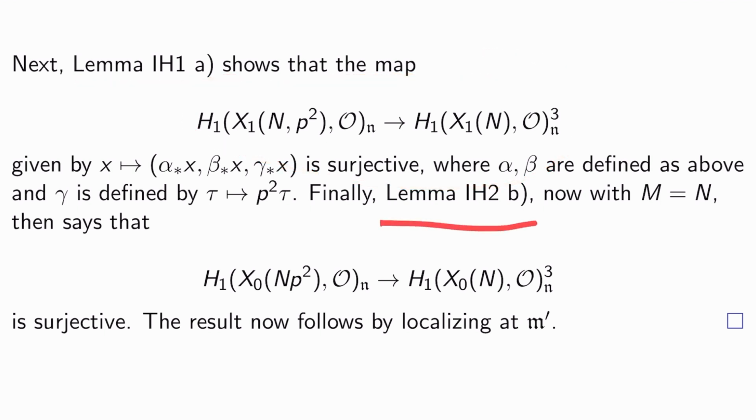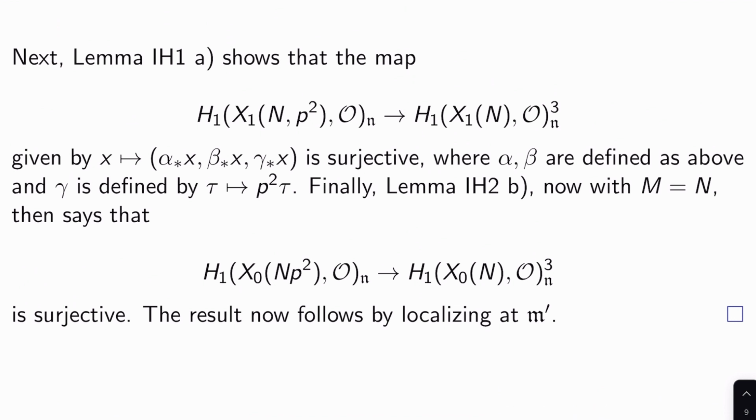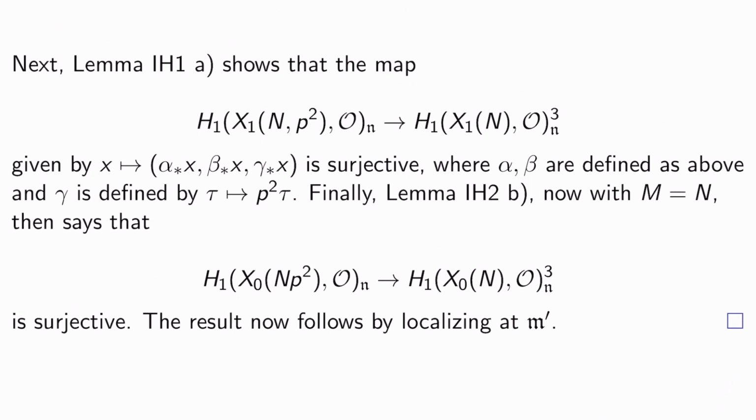Then you use lemma IH2b again, now with m equals n, which is not how we used it before, to conclude that H1x0 np squared O localized at n to H1x0 NO cubed localized at n is surjective. And the result now follows immediately by just localizing at frac m prime. Okay? So that's how you deduce lemma Ihara from lemmas IH1 and IH2. It's a pretty fun little cute argument. It reminds me a lot of how Ribet's theorem is proved. Not necessarily in complete spirit, but this idea that you've got these preliminary results involving exact sequences and you just keep using them over and over and over and over again until you get what you want.